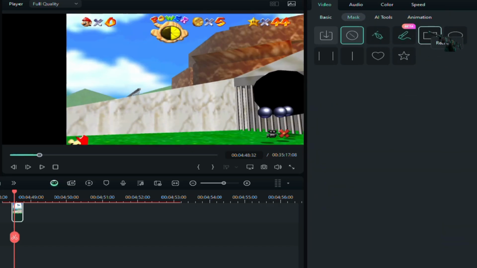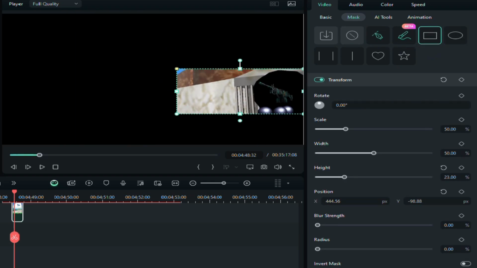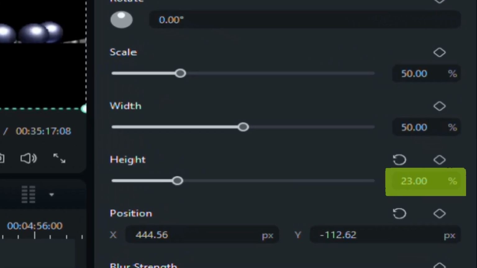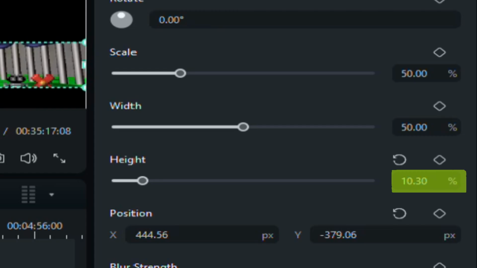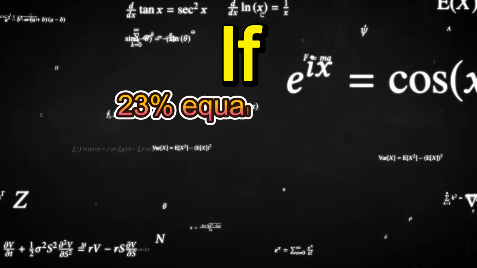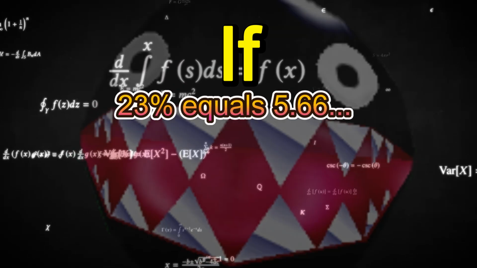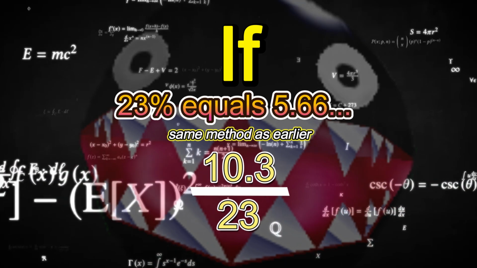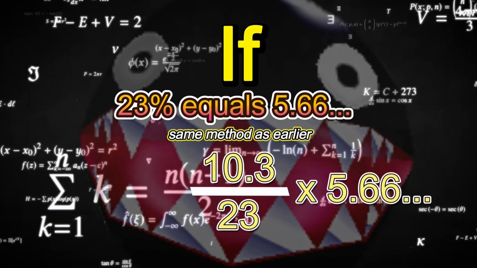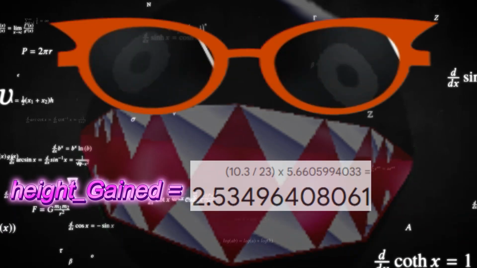Let's check the height he gains through my edit program. The height of the jumper in this picture is 23% and the jump is 10.3%. So if 23% equals 5.66 meters, then by dividing the scales times the jumper's height will tell us how high up he is. The answer is 2.5 meters.